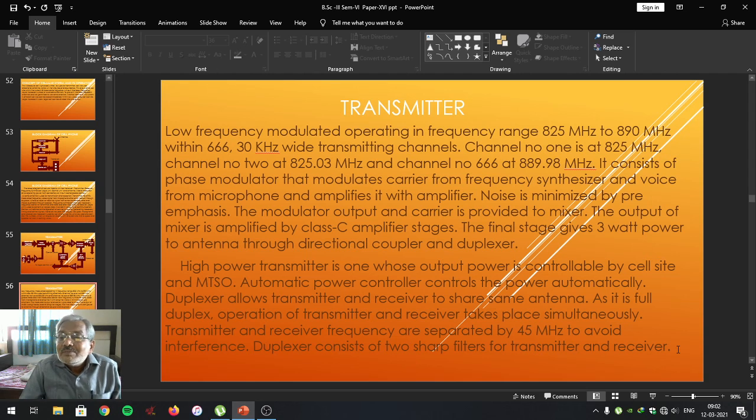Dear students, this is what the transmitter of the cellular phone does, which is being used to transmit the voice signal to be received by another cell phone.